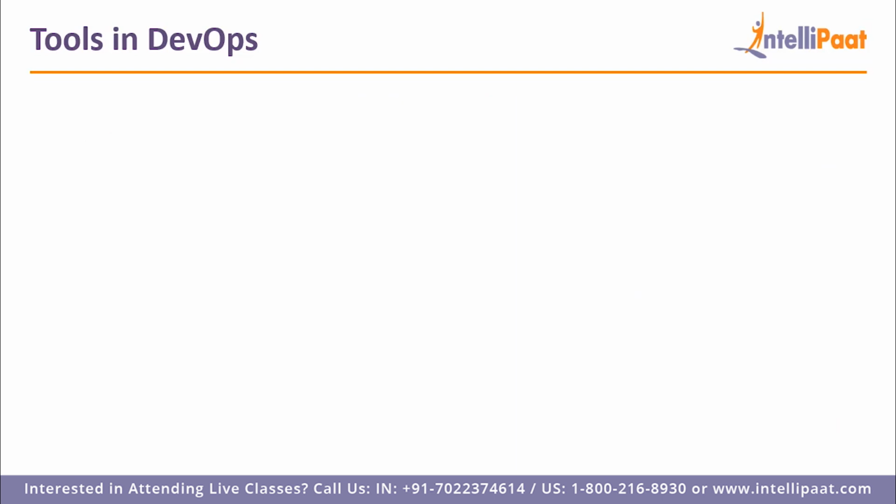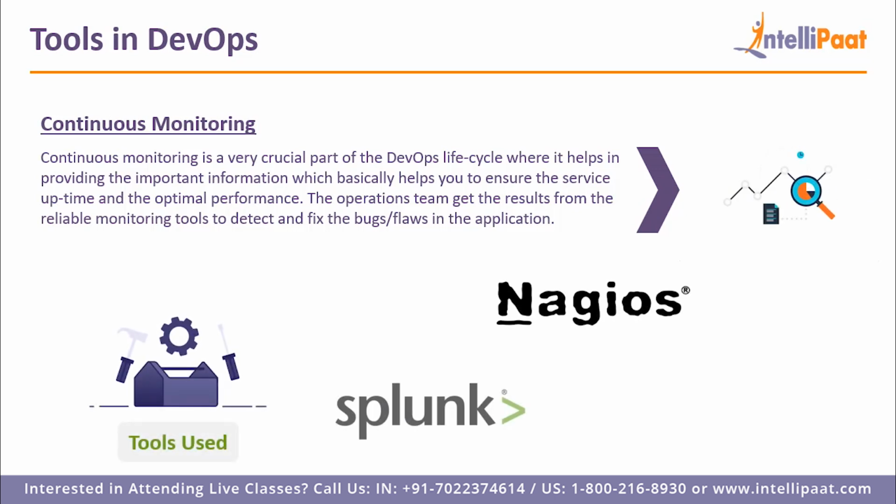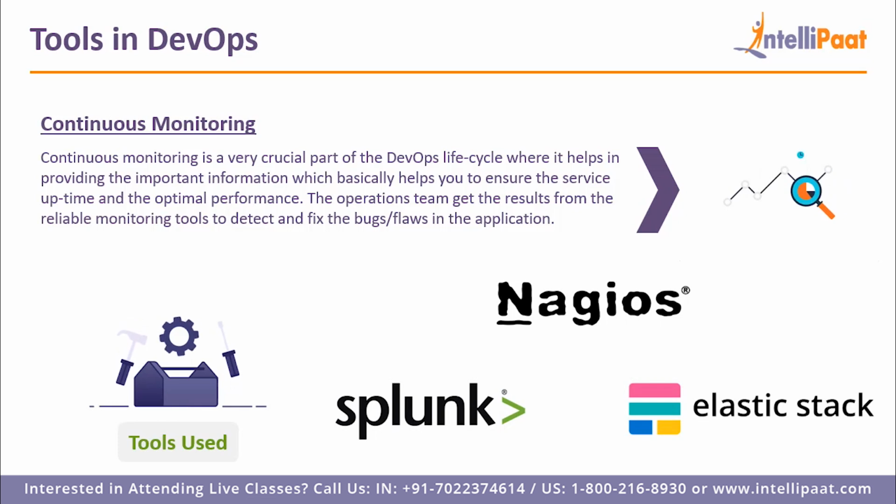And when we talk about continuous monitoring, it is a very crucial part of the DevOps lifecycle, where it helps in providing important information which helps you to ensure the service uptime and optimal performance. The operations team gets the results from reliable monitoring tools to detect and fix the bugs or flaws in the application. And the tools used behind them, several tools like Nagios, Splunk, ELK Stack, and Sensu, are used for monitoring the application. They help you to monitor your application and servers closely to check their health and if they are operating actively or not. Any major issues detected by these tools are forwarded to the developers team for them to fix in the continuous development phase.